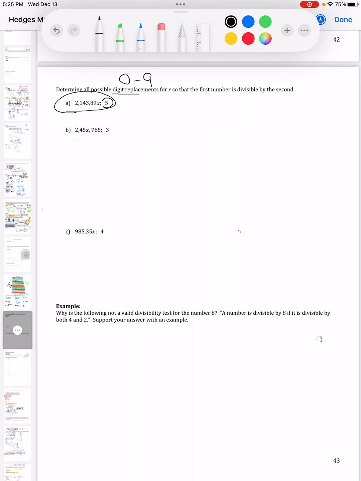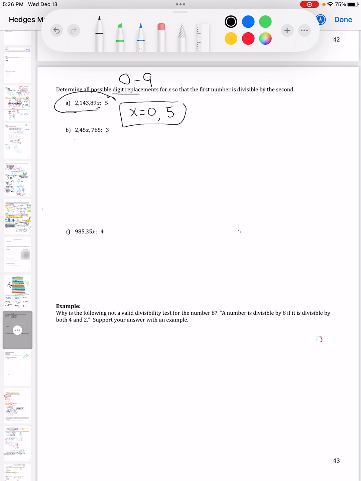So I know the rule for 5 says that a number has to end in 0 or 5 to be divisible by 5. So that means that X could be 0 or 5. Those are the two possibilities. Anything else, that number is not going to be divisible by 5. Doesn't matter what comes before it. That ones place, which is where the X is at, has to be 0 or 5.